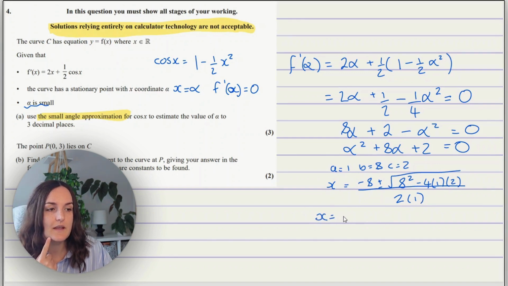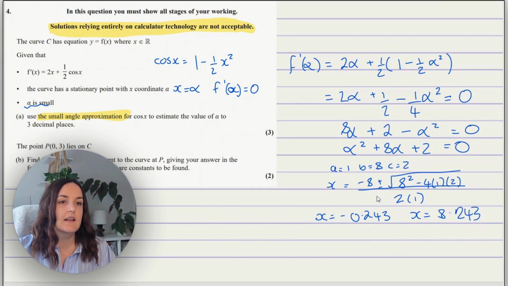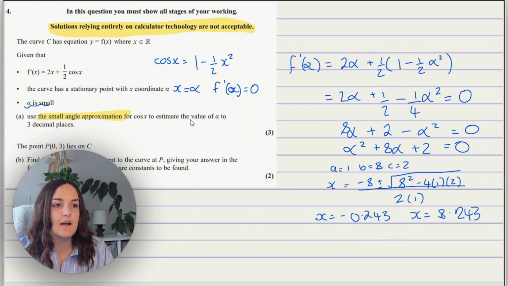So the 2 solutions we get from that are negative 0.243 and 8.243. So we get 2 solutions. Now here, it says the value of alpha. That's telling us it just wants one value.